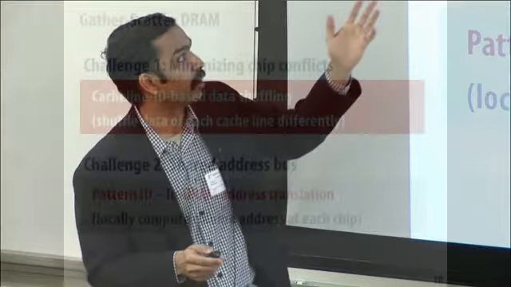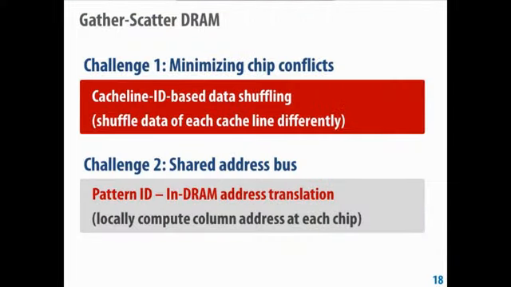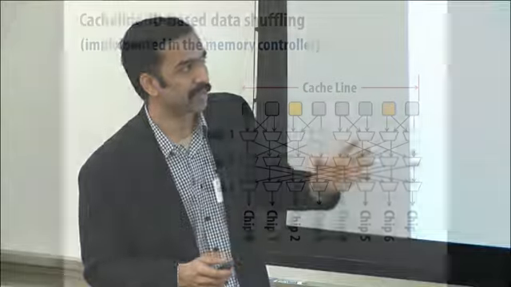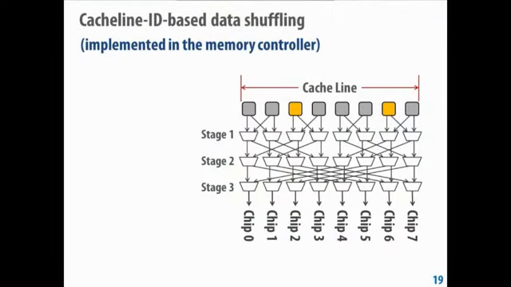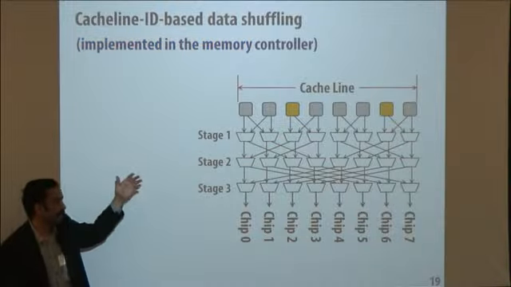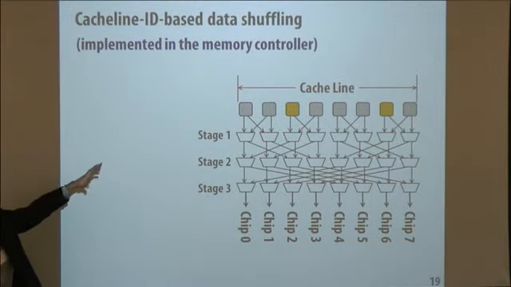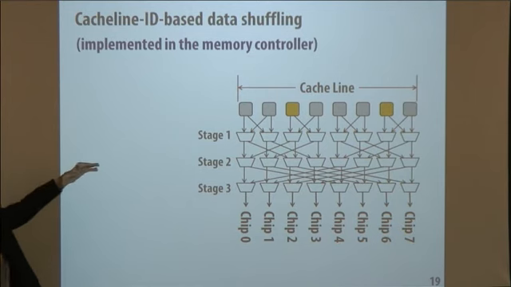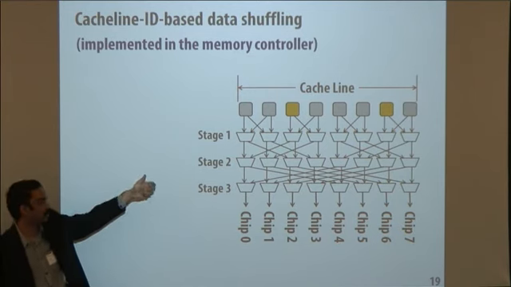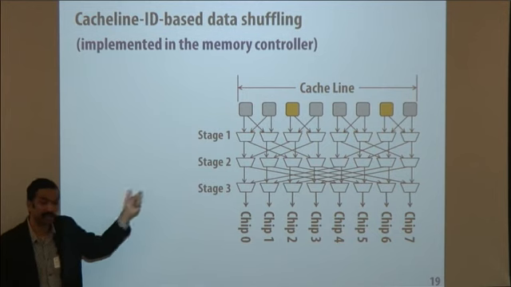The first scheme is a simple shuffling mechanism which we call cache line ID based shuffling. The idea is fairly straightforward. We take the cache line and we pass it through a bunch of shuffling stages and then map the data to different chips. So here, if you look, there are 3 shuffling stages. The first stage essentially swaps adjacent values. The second stage essentially swaps adjacent pairs of values.